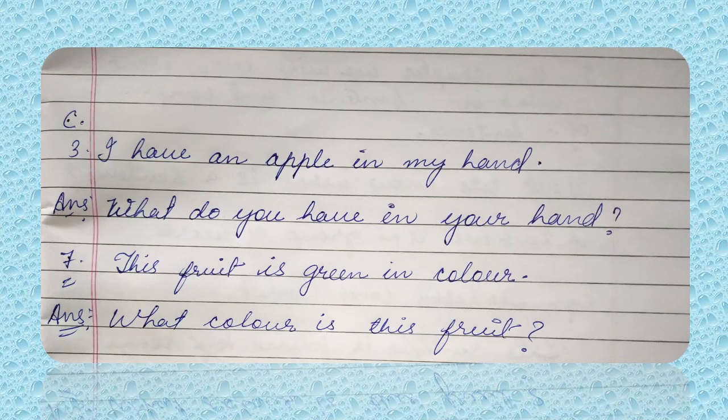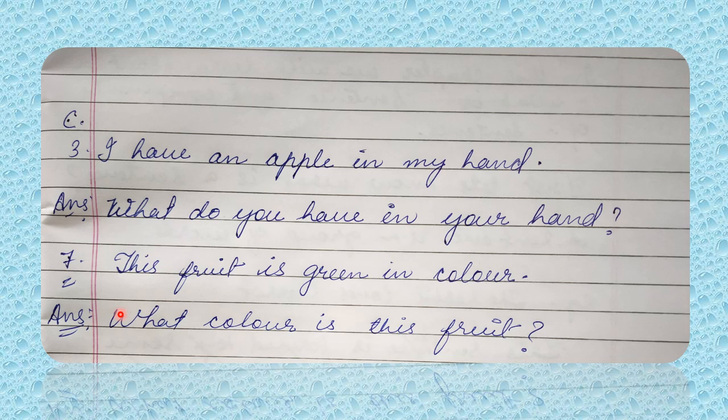Number C, we learned that we can frame an interrogative sentence by adding a question word like what, who, how, where, when, why, etc. Now here, question number 7, I gave you as homework. This fruit is green in color. So by adding a question word at the front: what color is this fruit? Okay, children, so these are the exercise and the homework review.